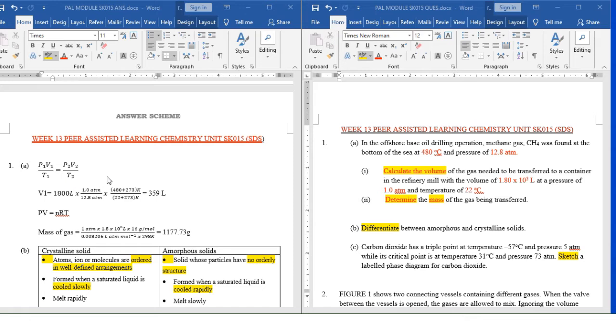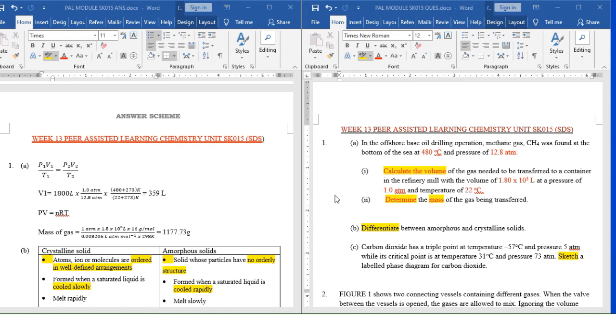So we just substitute. The first set is 480 plus 273, 12.8 atm, and the volume we're not sure, so this is the V1 we need to find out. And then for the V2, 1.8 times 10 to the power 3 liter, 1 atm for pressure, and the temperature, remember, 22 plus 273. Write out the formula, substitution, and then you will find V1, which is 359 liter.